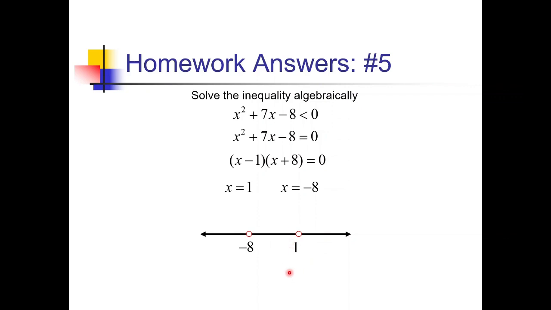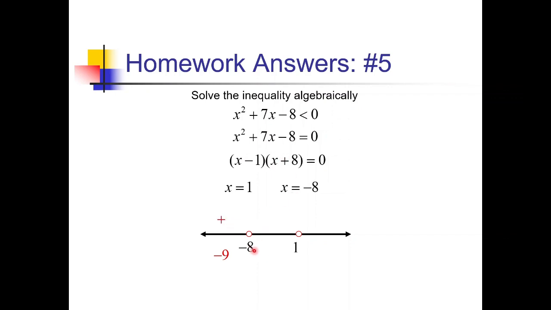At this point, we're going to test an x value from each of these 3 different sections that I've broken this up into with my roots here. And then we'll see if that makes this factored version positive or negative. So let's try out something less than -8, like -9. -9 minus 1 is negative. -9 plus 8 is also going to be negative. So that comes out to a negative times a negative, which is a positive.